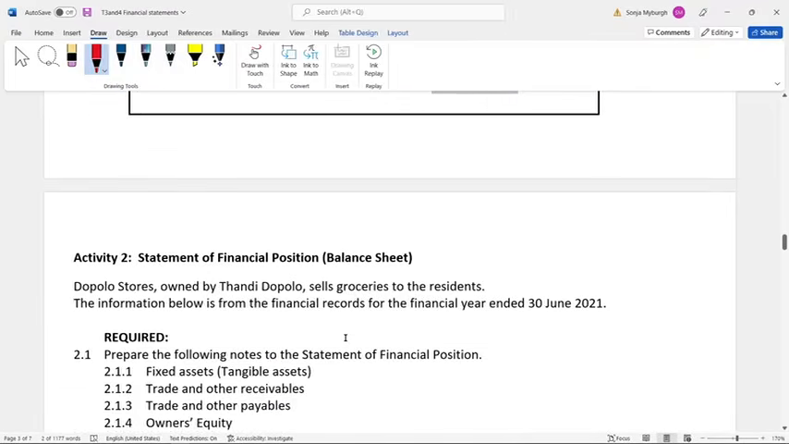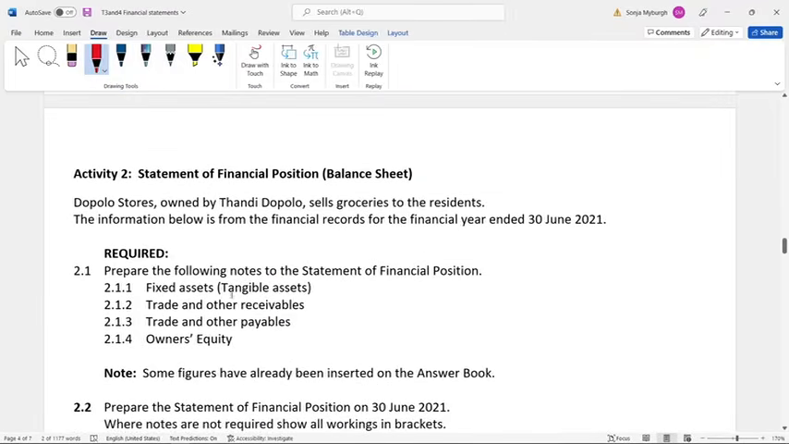We are moving on to the statement of financial position. Now, very often this one is a bit more difficult for you. You tend to get used to the statement of comprehensive income easily, but then this one is sometimes a challenge. DePaulo stores owned by Tandi DePaulo sells groceries to the residents, and this is our year end, the 30th of June, so we know our year started on the 1st of July 2020.